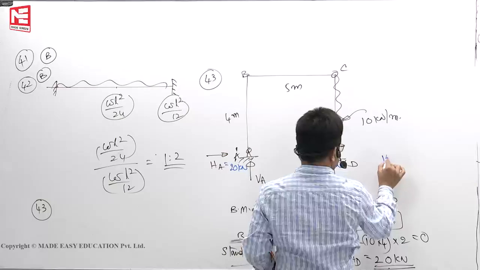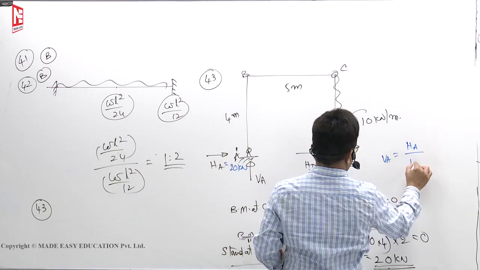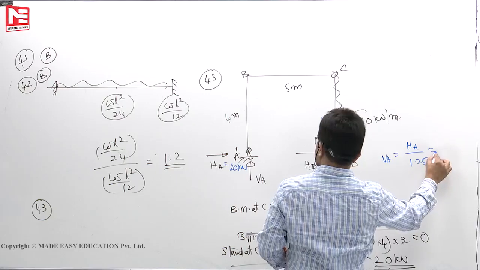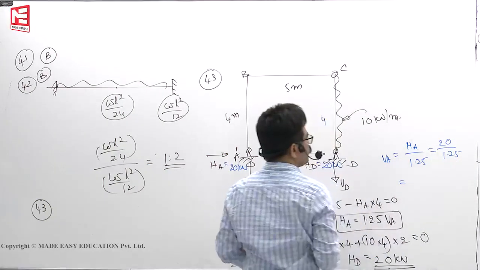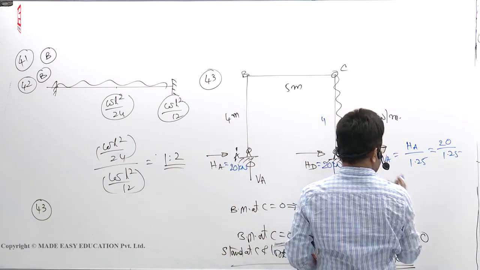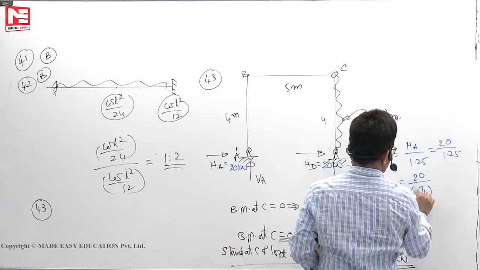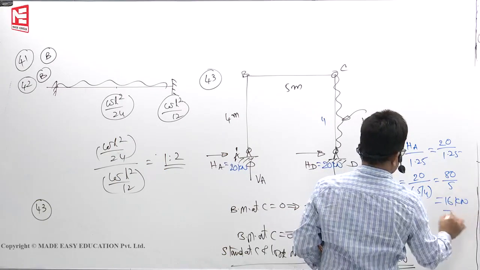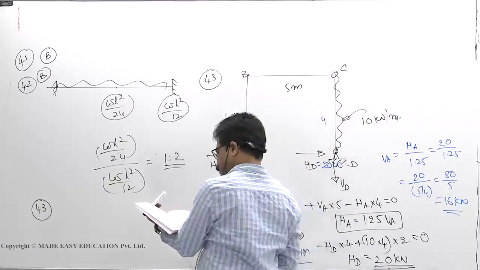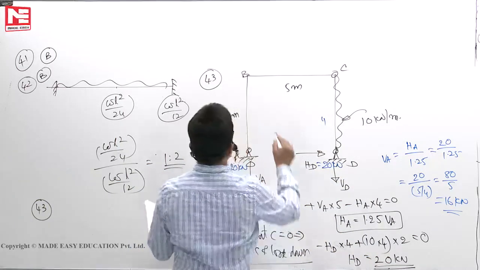VA is equal to HA by 1.25. HA is 20 by 1.25. So 1.25 means I can take 5 by 4, 20 by 5 by 4. So 80 by 5, 16. So VA is equal to 16. So 43, C is the option.